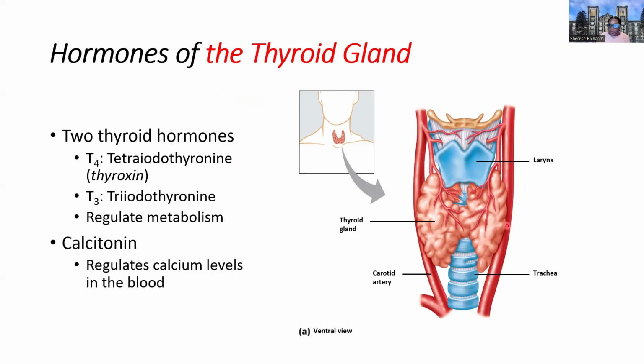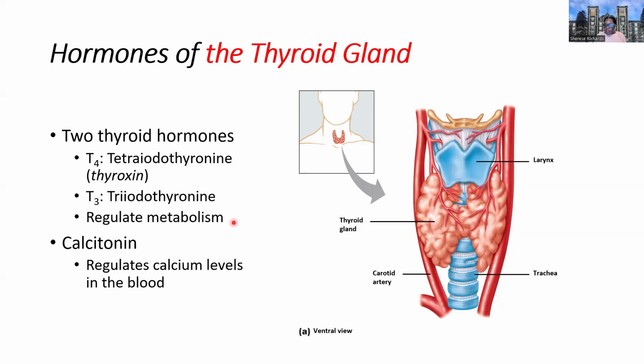Again, it's found in the neck. It's anterior to the trachea. It has two large lobes, which have two poles each, superior and inferior. It is going to make two types of hormones, T3 and T4. T4 is tetraiodothyronine, which is thyroxine, and T3 is triiodothyronine. And the main function of T3, T4 is to regulate our metabolism.